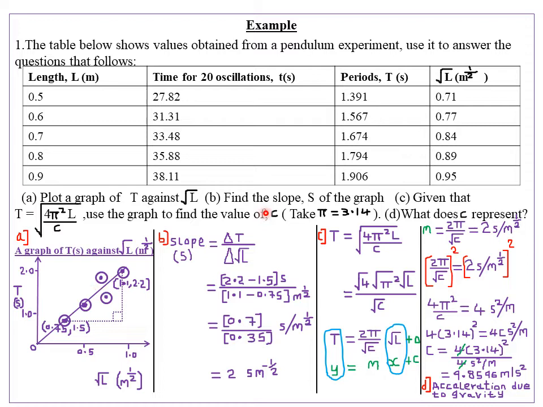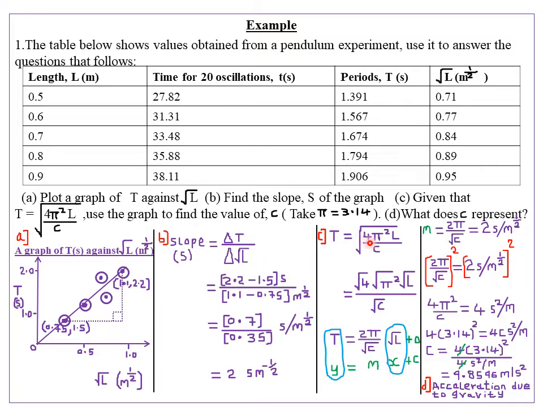Then part C, I'm given that t is equal to the root of 4 pi squared L over C. Use the graph to find the value of C. Now remember, from my graph, I have t. I'm given that t is equal to the root of what? 4 pi squared L over C. But we know that all pendulums will obey the equation t is equal to 2 pi root L over g.